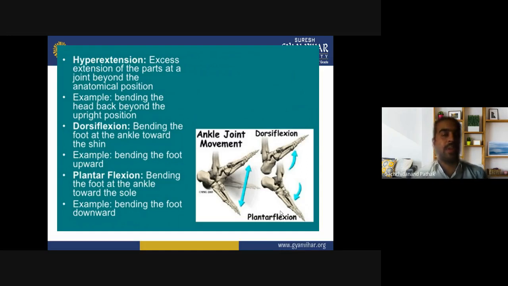Dorsiflexion is another movement, bending the foot at the ankle toward the shin. Bending your ankle, bending the foot at the ankle, toward the shin. So that is dorsiflexion. An example is bending the foot upward. If you bend your foot upward, that is dorsiflexion. Otherwise, when we go like this, it is plantar flexion. Bending the foot at the ankle toward the sole is plantar flexion, otherwise it is dorsiflexion.